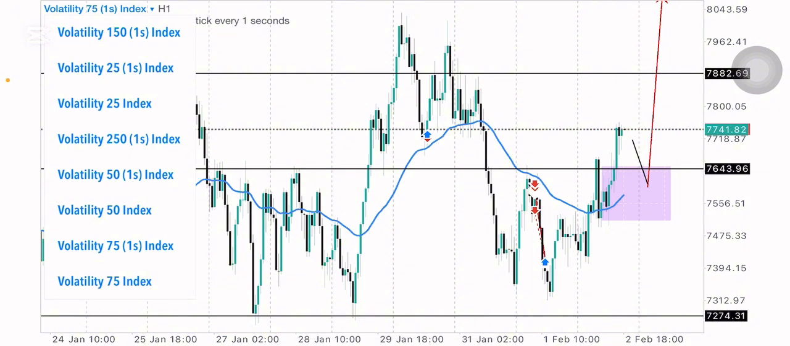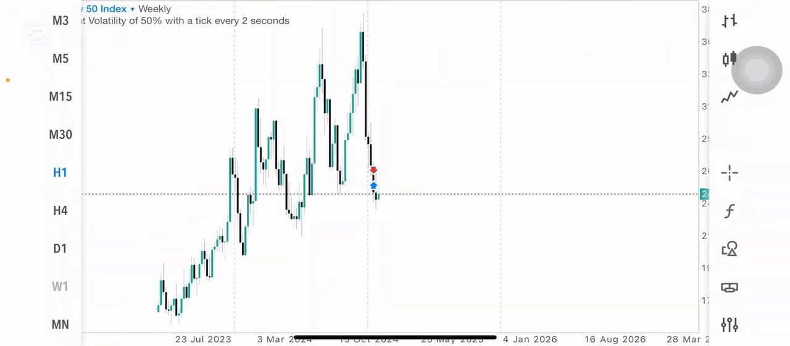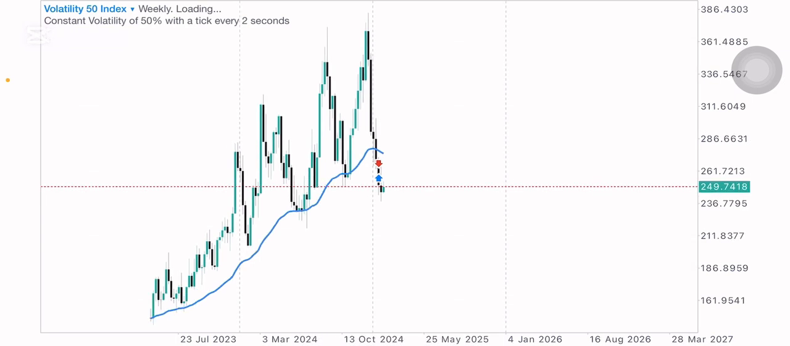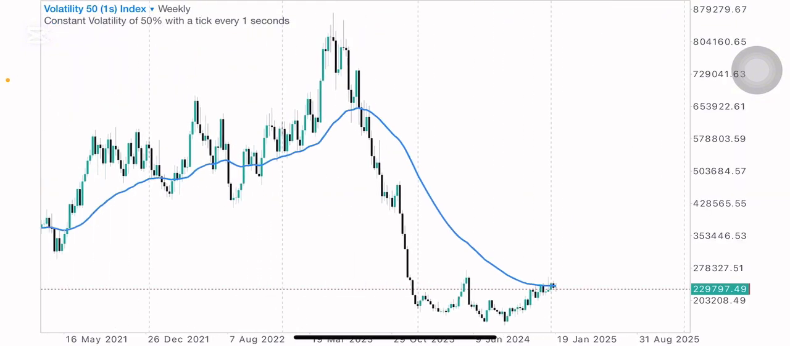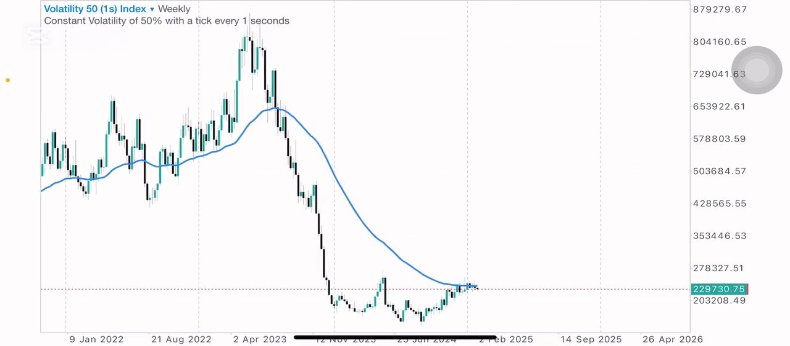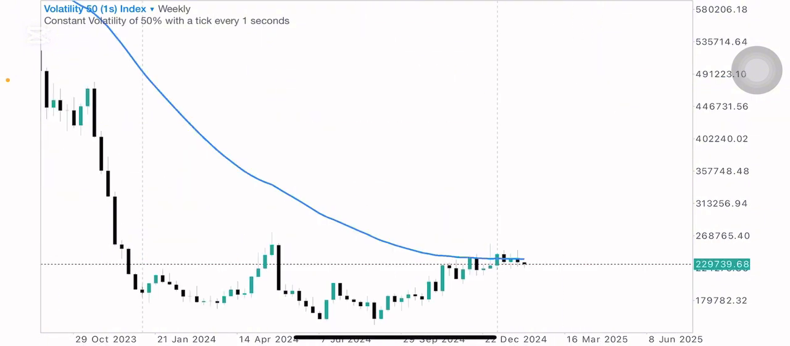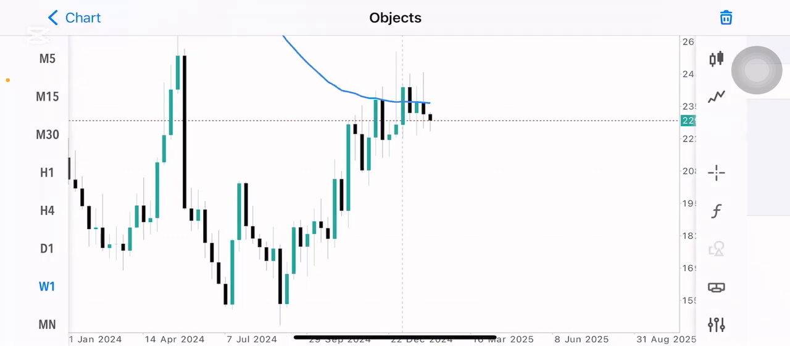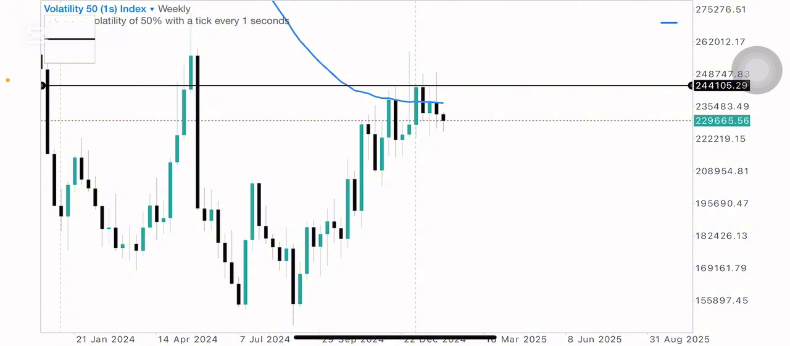So let's see VIX 50 index. Is it VIX 50 or VIX 51x? Let's see VIX 51x. Okay, VIX 51x, coming from the weekly time frame also. I think I prefer VIX 51x. So let's look at it. We have this high right here. Let's use this high right here.